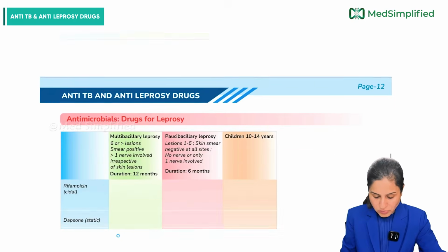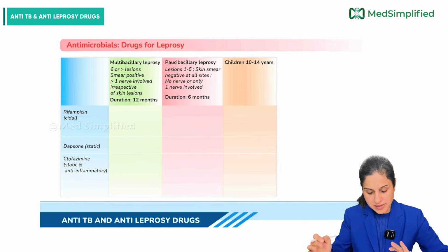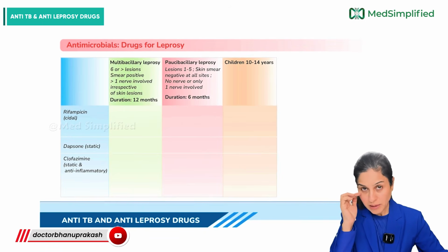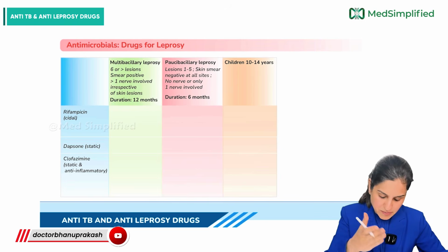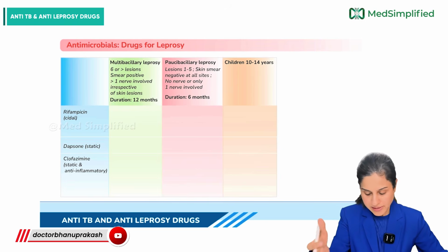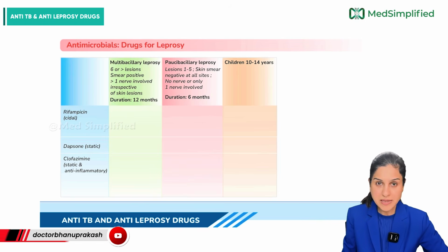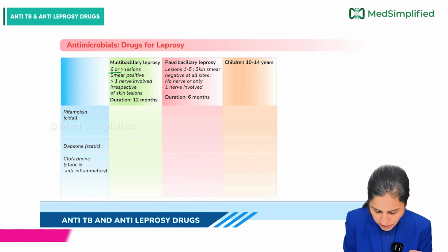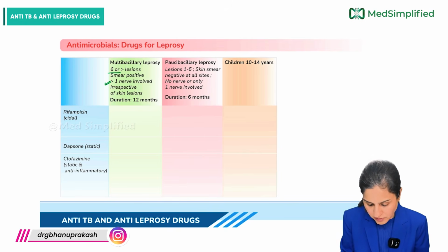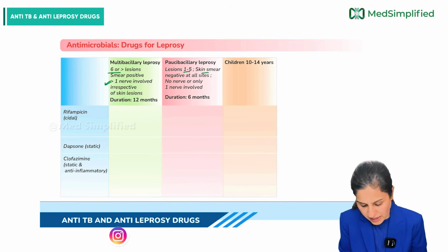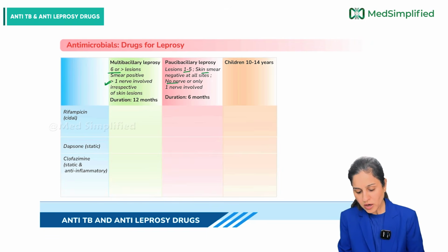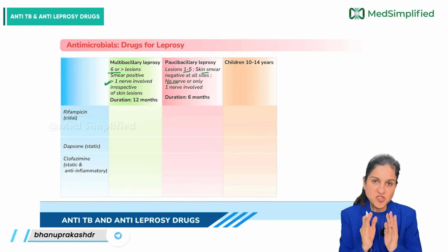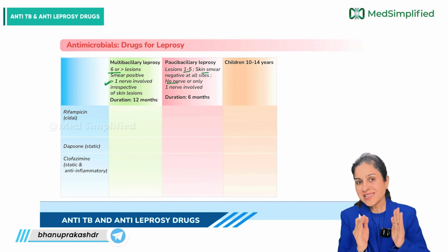Alright. Now, moving on to the next disease, which is leprosy. So, what are the important drugs for leprosy? Now, leprosy we treat depending on whether it is multibacillary or paucibacillary. How can we make out which it is? By looking at the lesions and the other features. If there are 6 or more lesions, it is multibacillary, and more than one nerve involvement is there. While in paucibacillary, the lesions are 1 to 5, skin smear is negative and there may be no nerve involved or only one involved.